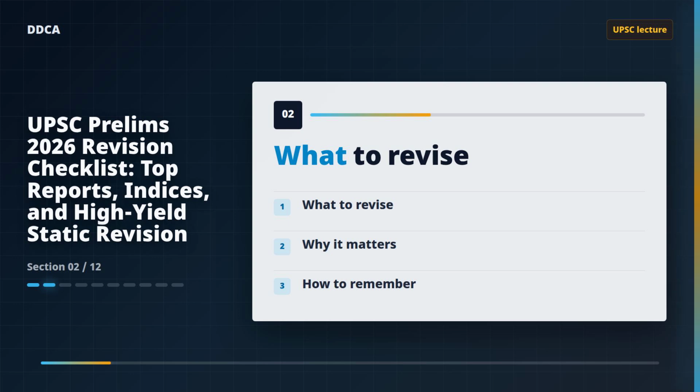For example, an index may measure hunger, gender equality, climate performance, logistics efficiency, or innovation capacity. A survey is slightly different. It usually collects data from a sample and presents patterns or perceptions. For UPSC prelims, the danger is simple. Many titles sound similar. A student may mix up one report with another or one index with another. So the correct approach is not brute force memorization. The correct approach is category-wise revision.